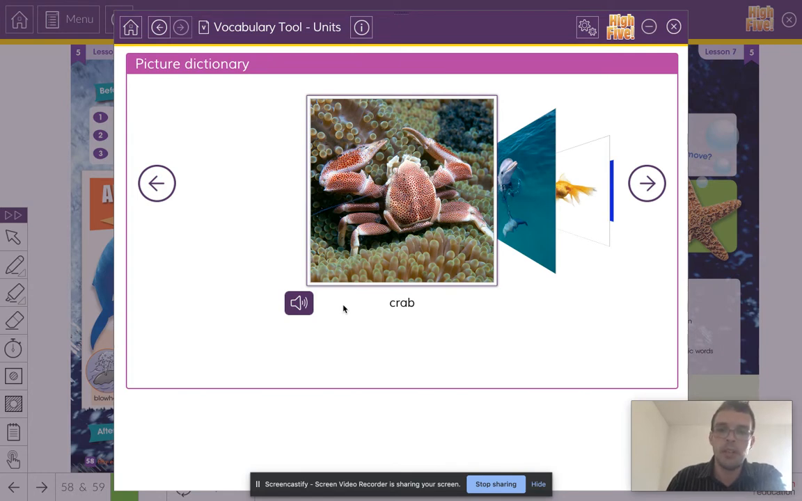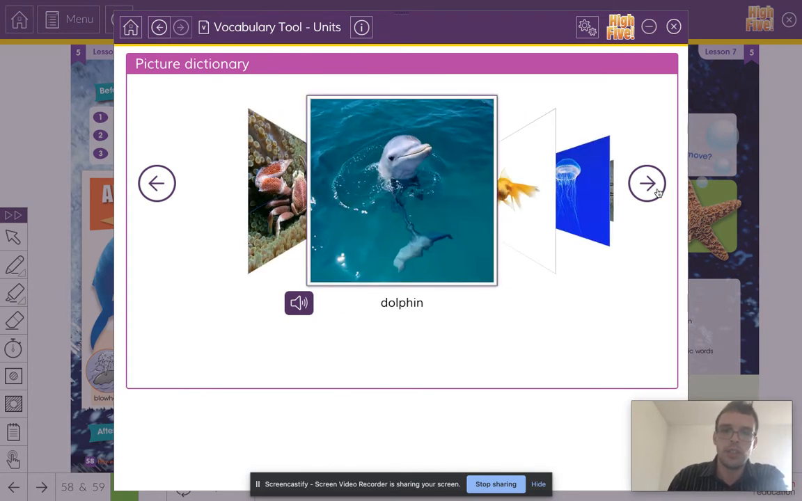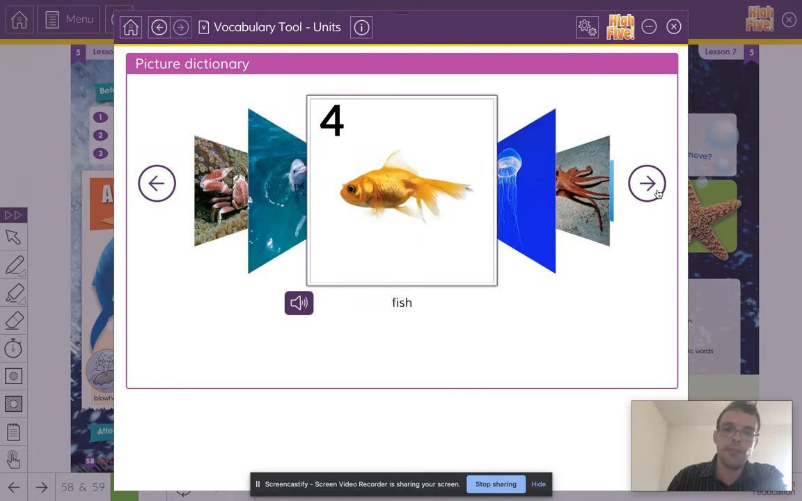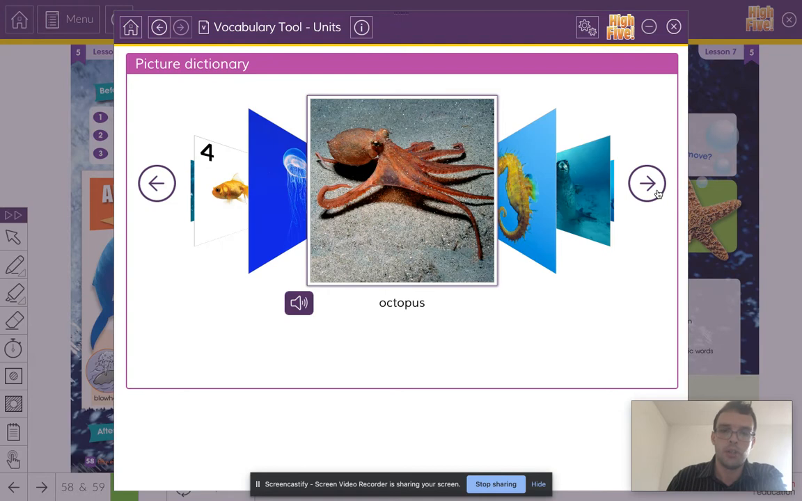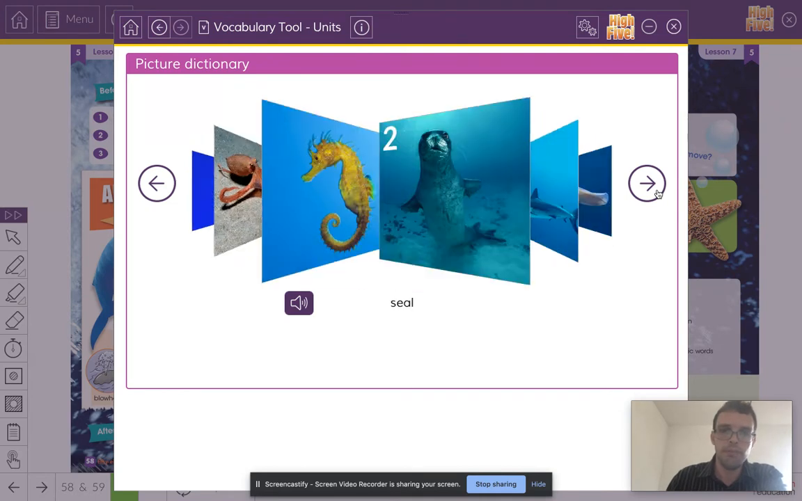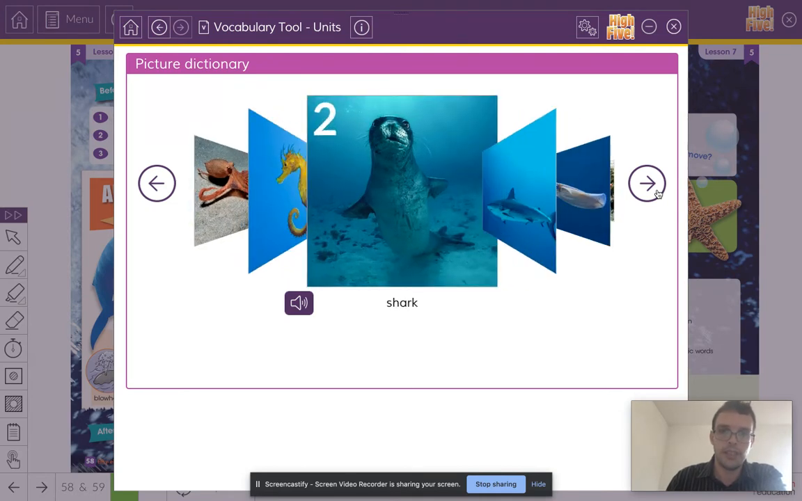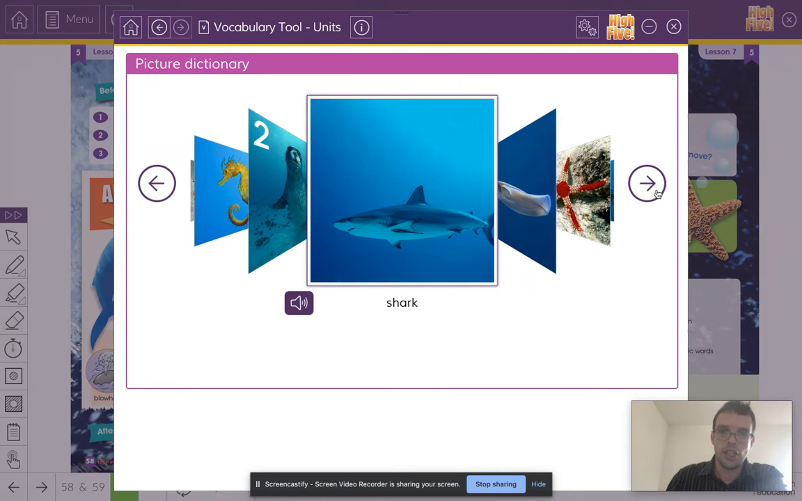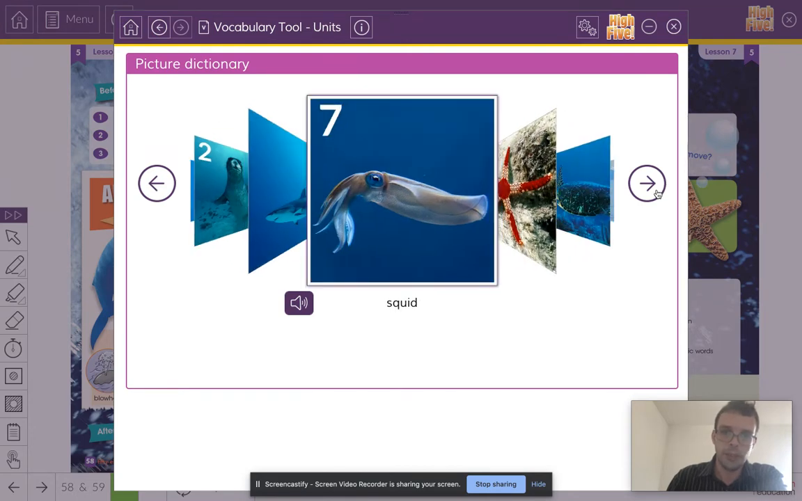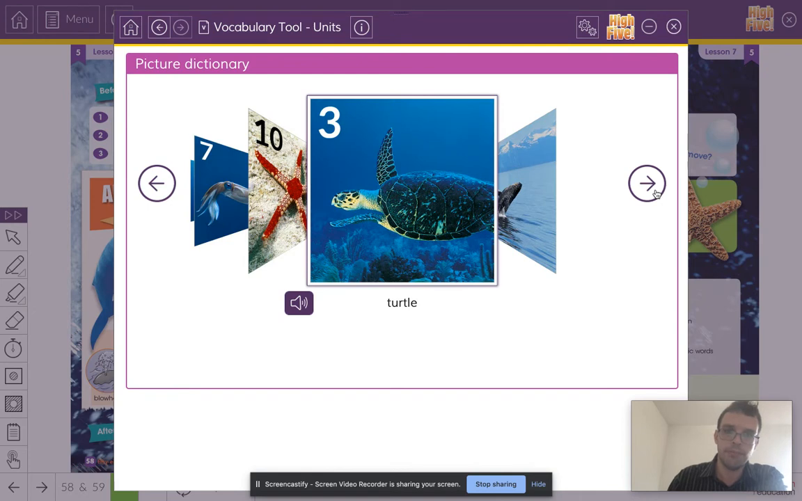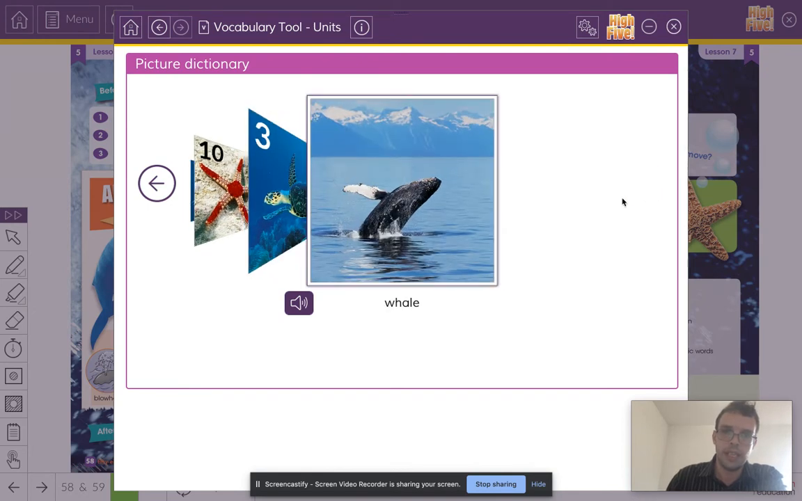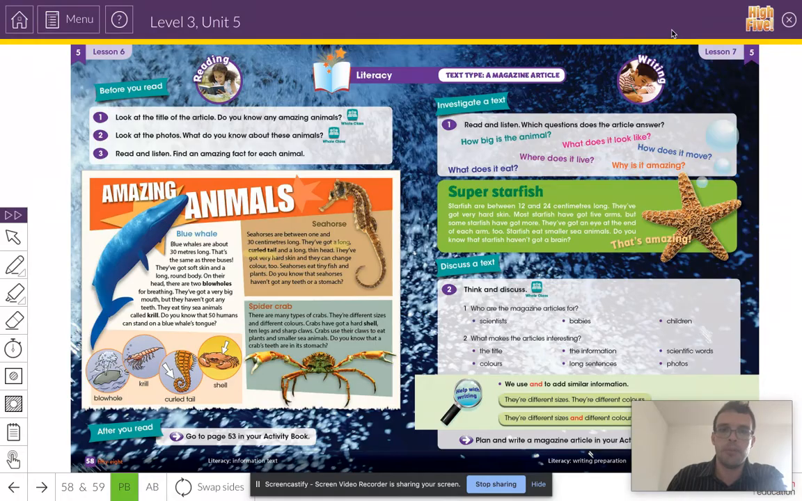A crab, a dolphin, a fish, a jellyfish, octopus, seahorse, seal, shark, squid, starfish, turtle, and finally a whale, okay, the big whale. So you should already know these animals.